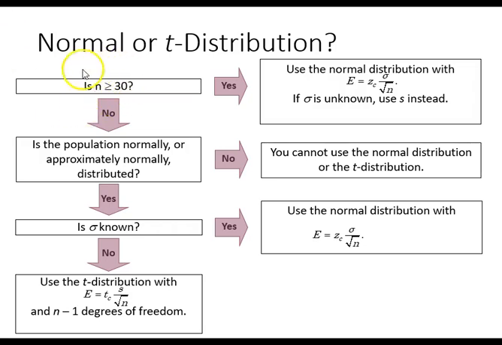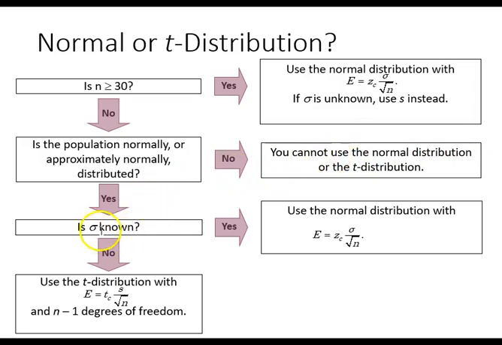So when we set about to calculate confidence intervals, we have some decisions to make. And first, we need to ask, what is the sample size? Is it greater than or equal to 30? Yes or no? If the answer is yes to that, we use the normal distribution. If the answer is no, we need to ask, is the population normally distributed? If yes, we need to ask about the population standard deviation if that's known. If no, then we can't use the normal distribution or the t-distribution.